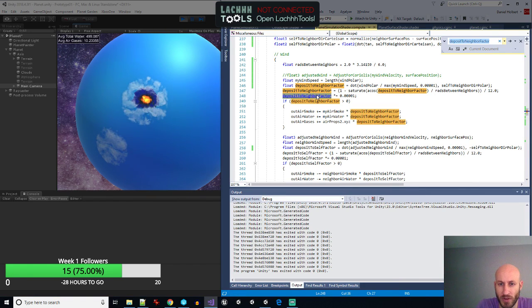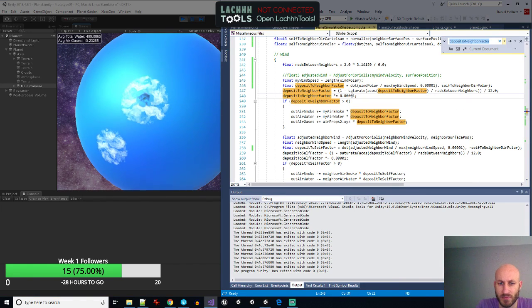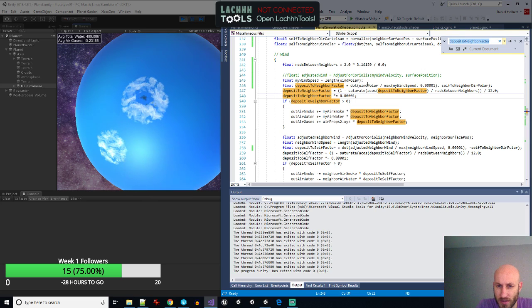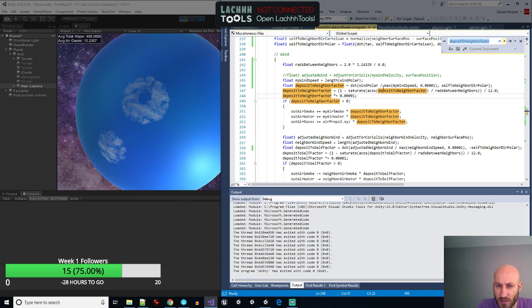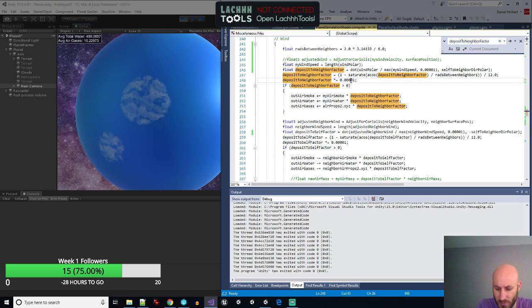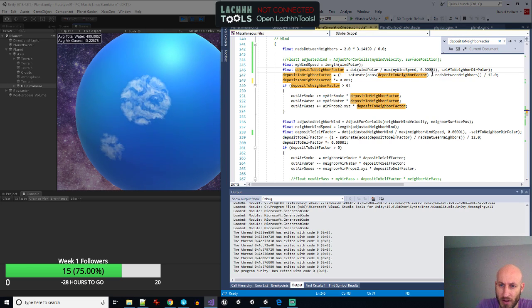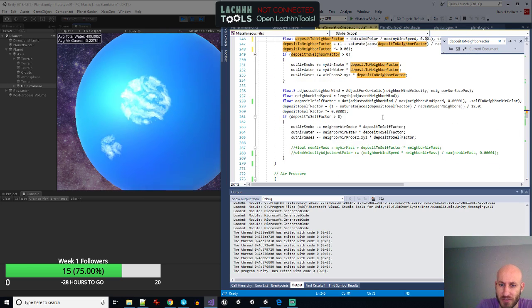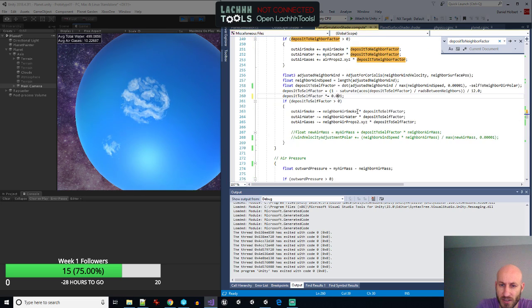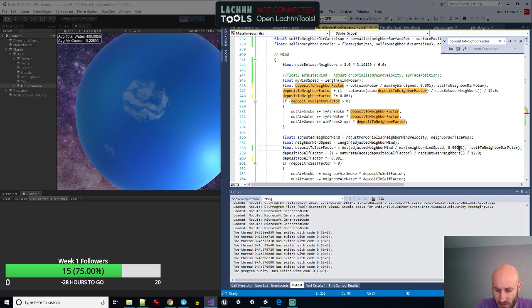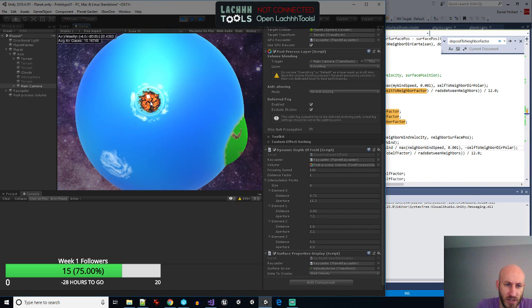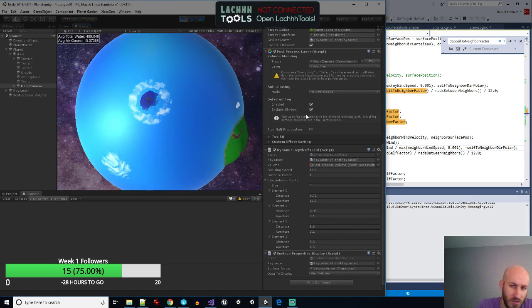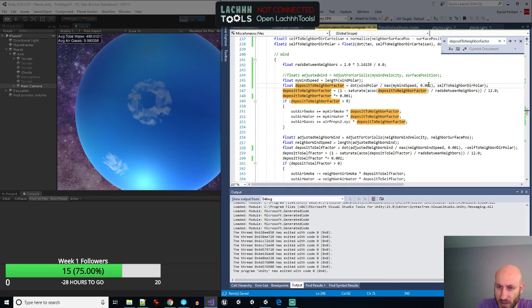And right now the wind factor is really low, I think. So I'm gonna, or like the amount of mass transferred by the wind, I should say. So if I increase that, hopefully you can see more stuff happening.